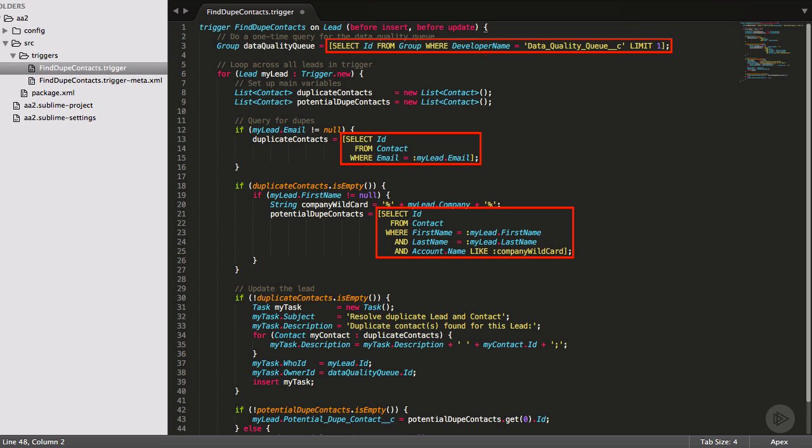Check it out. SOQL is embedded directly into the trigger itself. Don't be fooled into thinking SOQL is a whole separate language you need to learn. SOQL is merely an extension of Apex. The two were meant to be used together, and it's rare you see them apart.